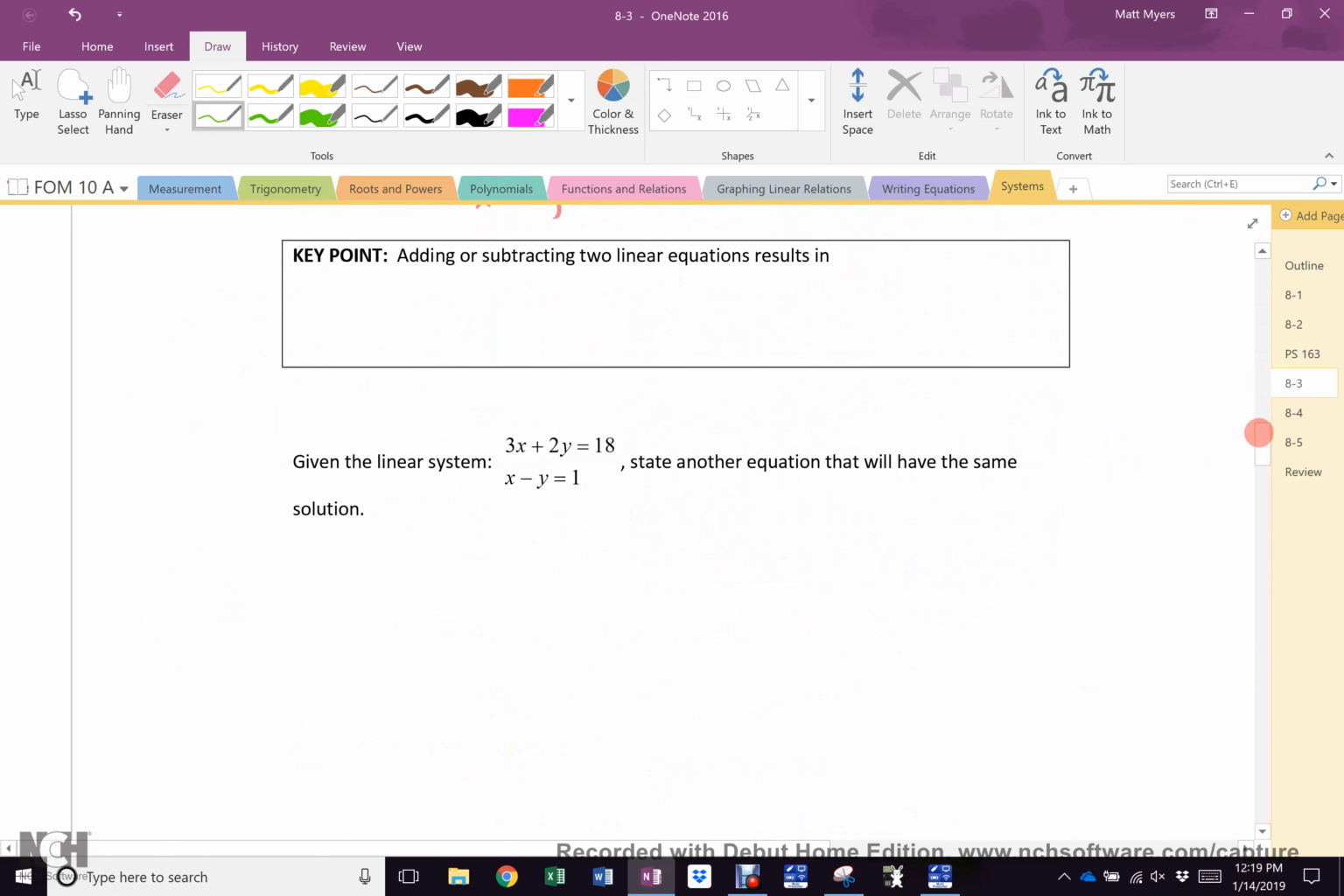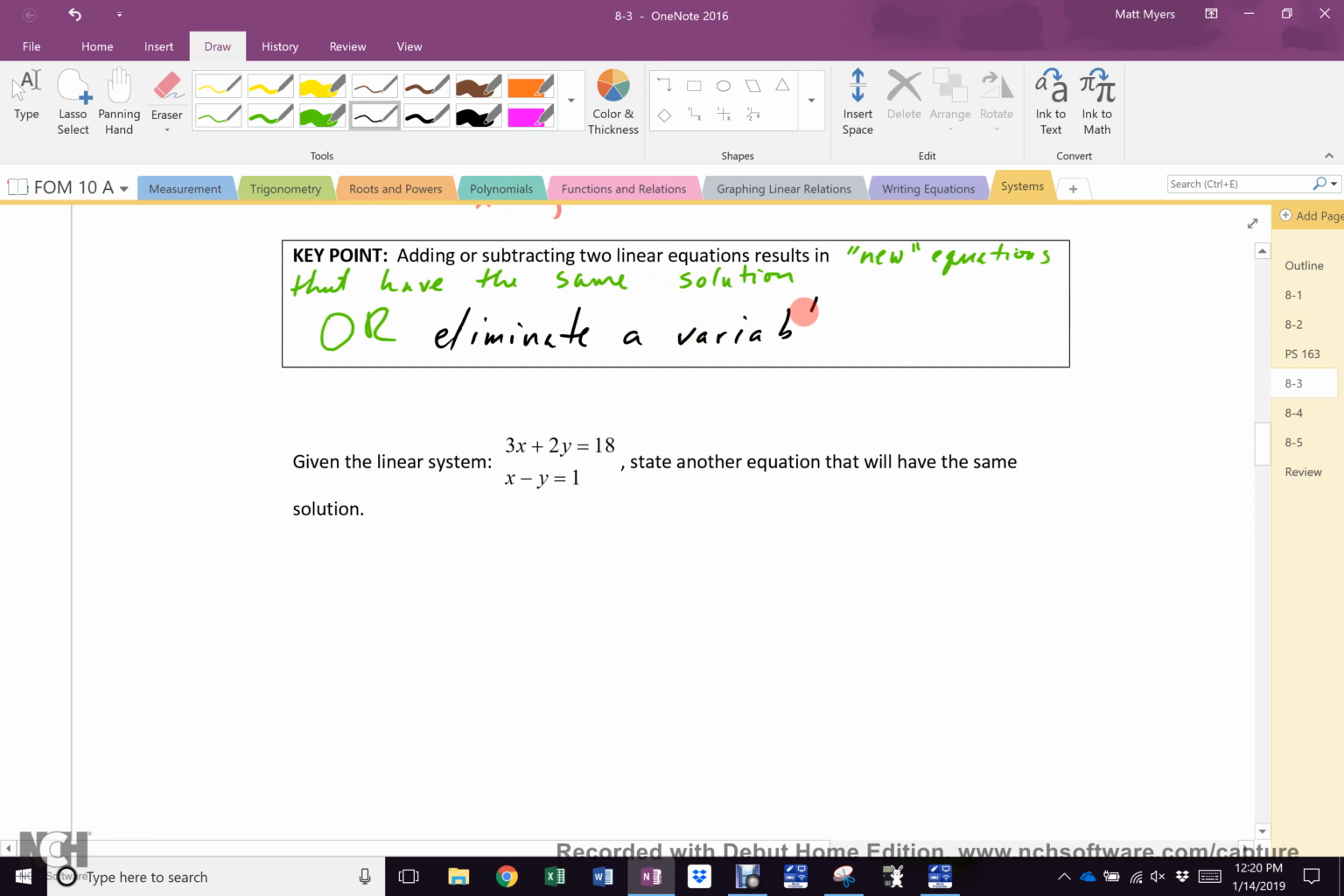So what does that tell us? Adding or subtracting linear relations results in what? New equations that either have the same solution or eliminate a variable. Everybody cool?